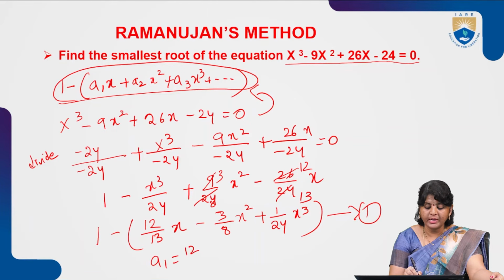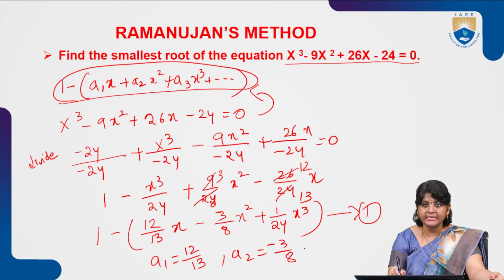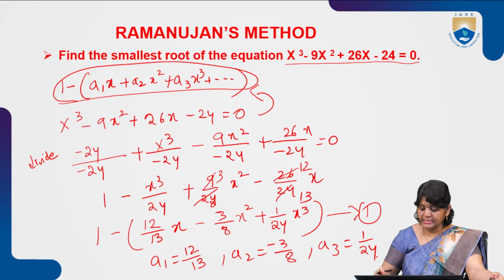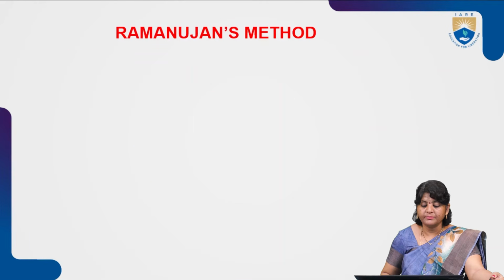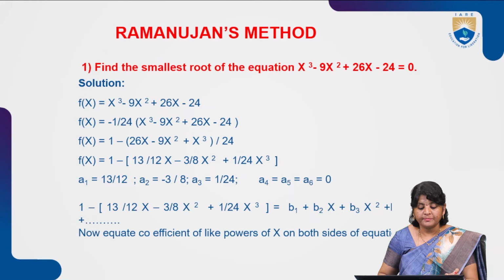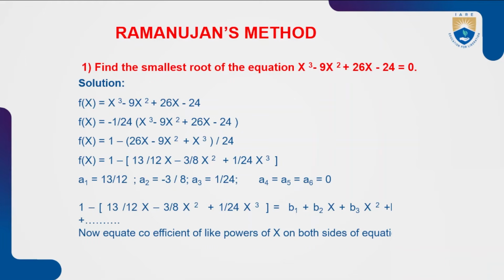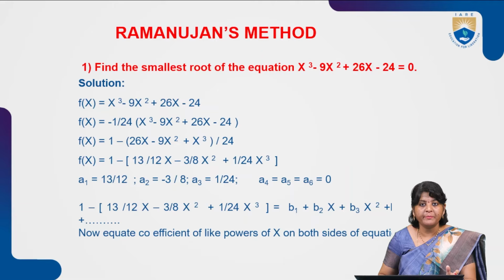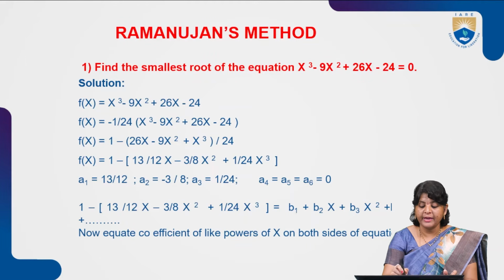a1 is equal to 13 by 12 and a2 is equal to minus 3 by 8 and a3 is equal to 1 by 24. After getting these values, a1 is equal to 13 by 12, a2 is equal to minus 3 by 8, a3 is equal to 1 by 24, and the remaining terms in the equation are zeros. a4, a5, a6 are zeros.